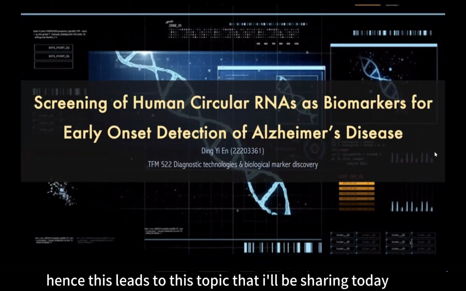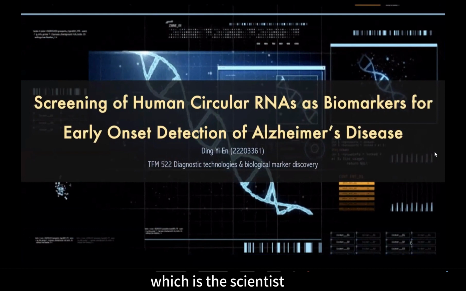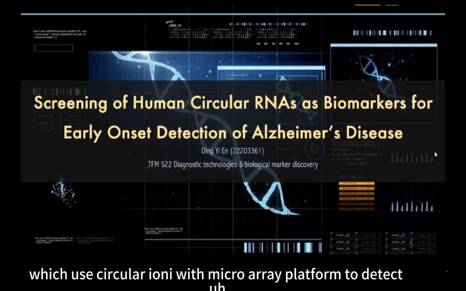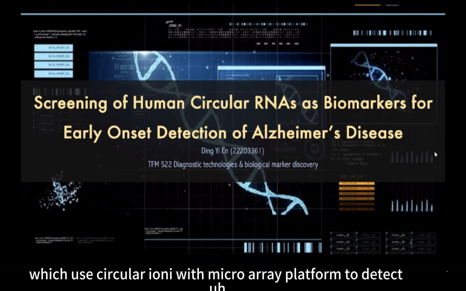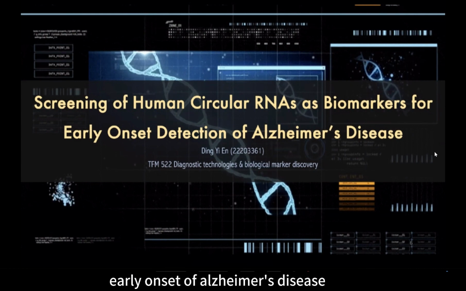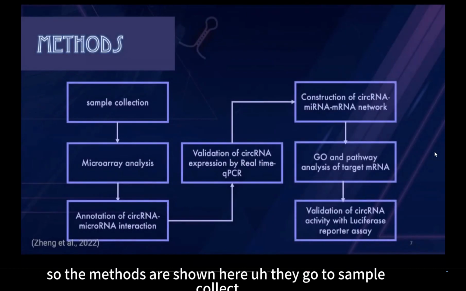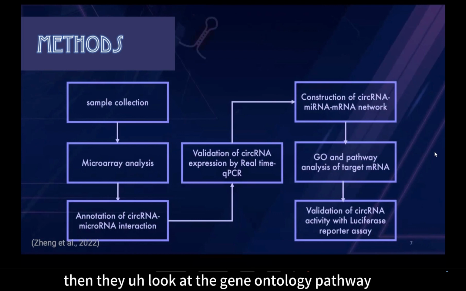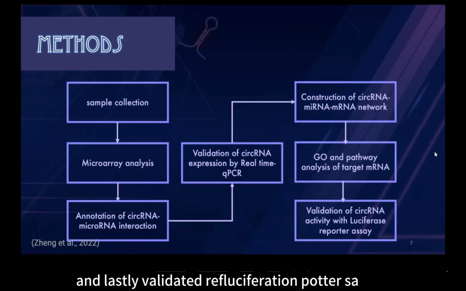Hence, this leads to the topic that I'll be sharing today, which is the scientist Zheng and her co-workers, who used circular RNA with a microarray platform to detect early onset of Alzheimer's disease. The methods are shown here. They go through sample collection and microarray analysis. They annotate the interaction of circular RNA and microRNA, validate it using real-time qPCR, and construct the circular RNA, miRNA, and mRNA network. Then they look at the gene ontology pathway and lastly, validate it with luciferase reporter assay.